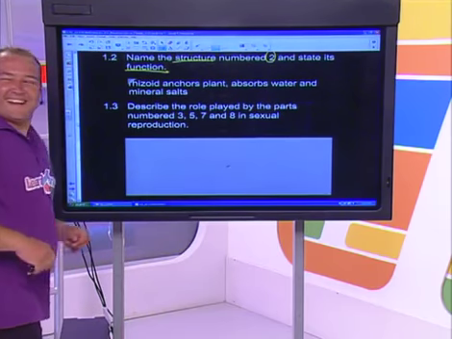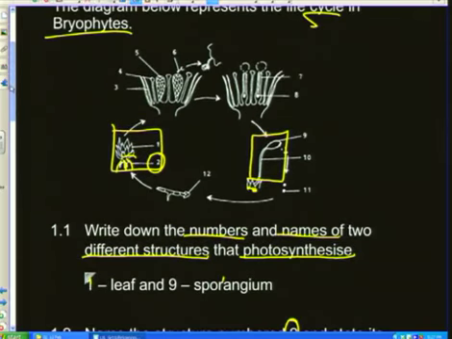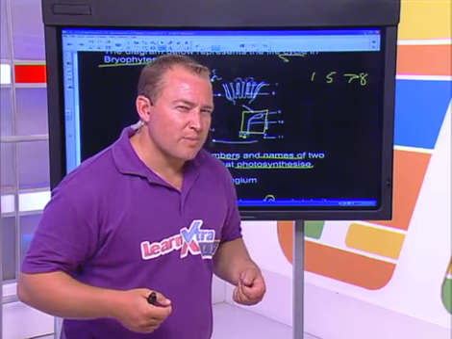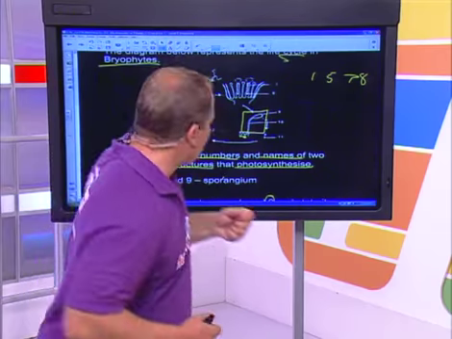Next one. Describe the role played by the parts numbered 1, 5, 7, 8. This is how you do it. You keep saying it: 1, 5, 7, 8. Just so that I can show you. Here's 1. What is 1 for? 1 is for photosynthesis. Remember, it's green. It's a leaf. So, 1 is for photosynthesis. It makes the food.